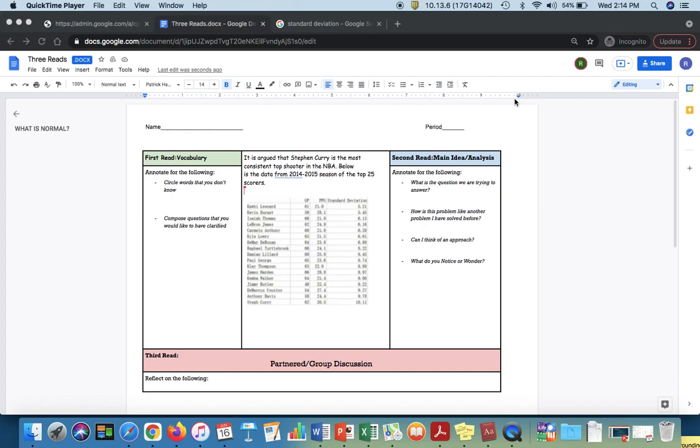Hi, this is Roman, and today we're going to continue on the theme of probability, and we're going to scratch the surface of the idea of standard deviation, and really discuss how we might want to do this using the 3 reads activity with an engaging activity for students.